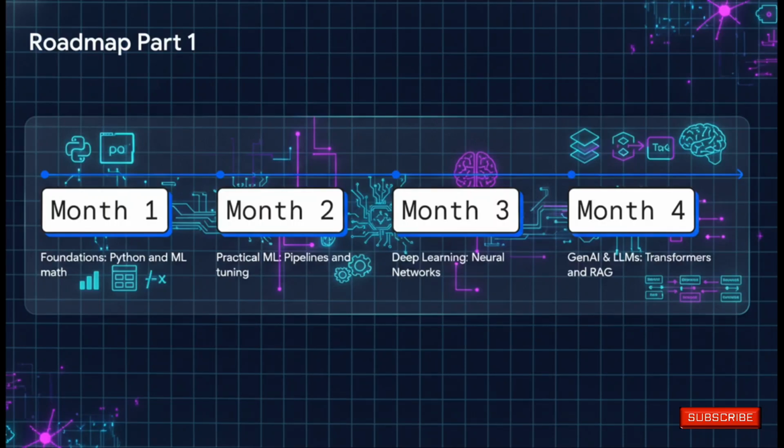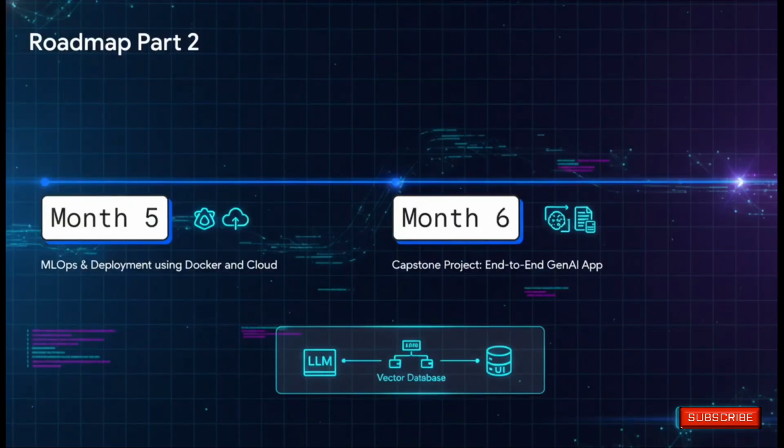Month 3 introduces deep learning. This is where you build actual neural networks and wrap your head around gradient descent. Then, and only then, in month 4, you dive into generative AI. You learn transformers, prompt engineering, and you build your very first RAG pipelines using LangChain. Then we hit the final stretch.